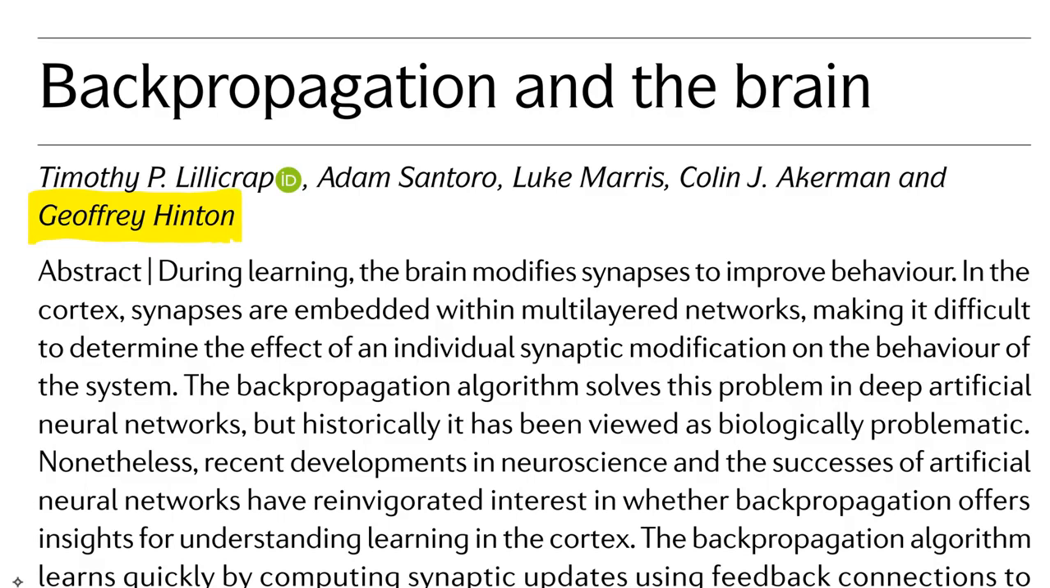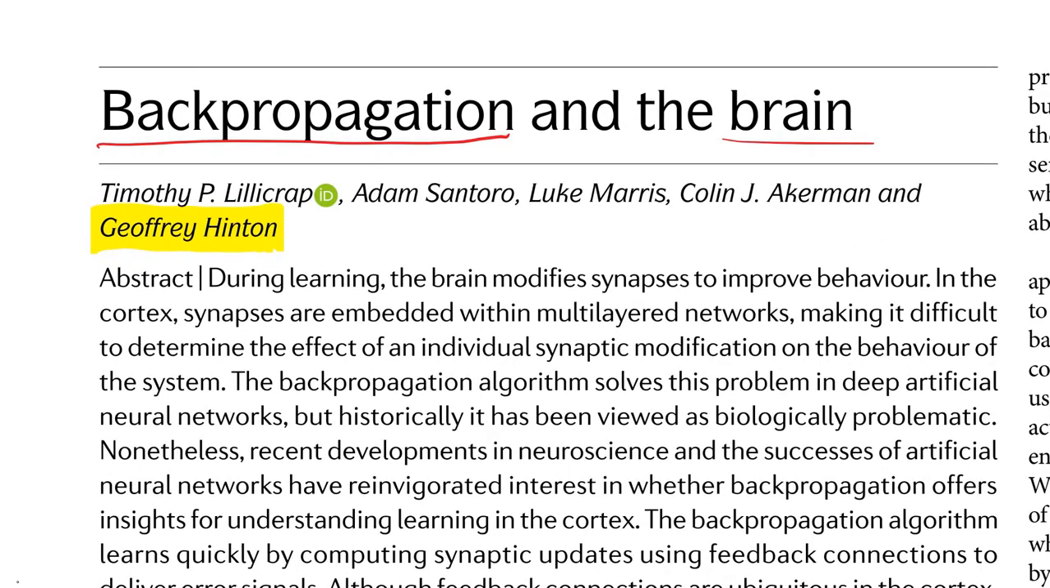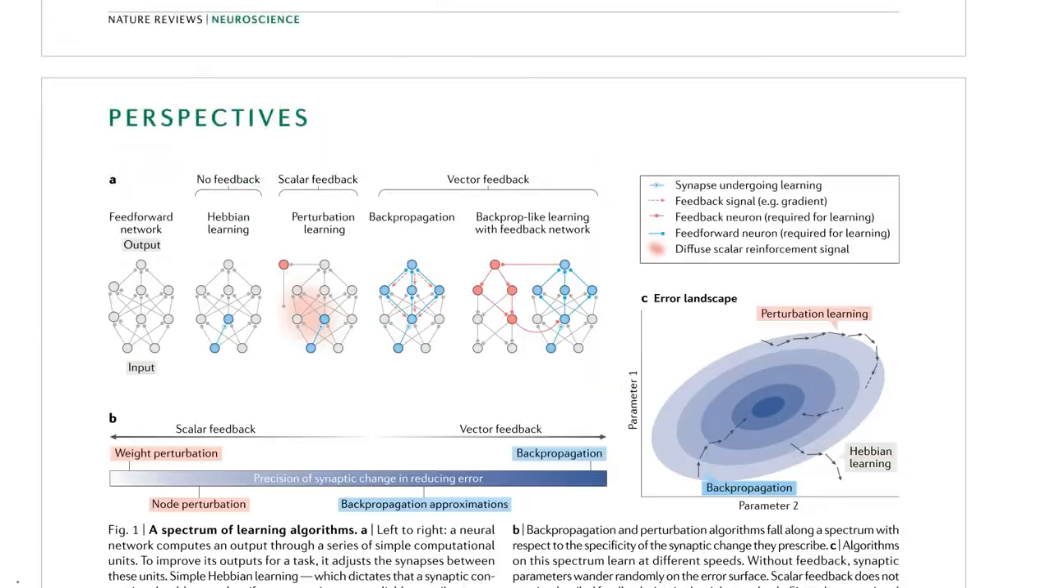This is a paper that basically proposes a hypothesis on how the algorithm of backpropagation works in the brain, because previously there has been a lot of evidence against there being something like backpropagation in the brain. So the question is, how do neural networks in the brain learn?